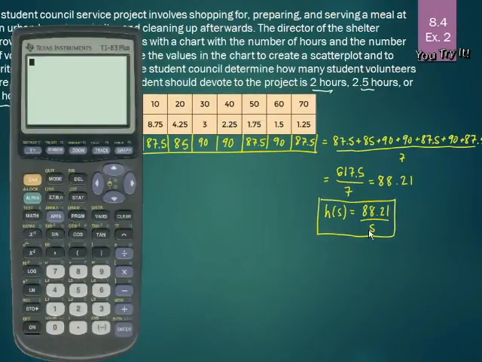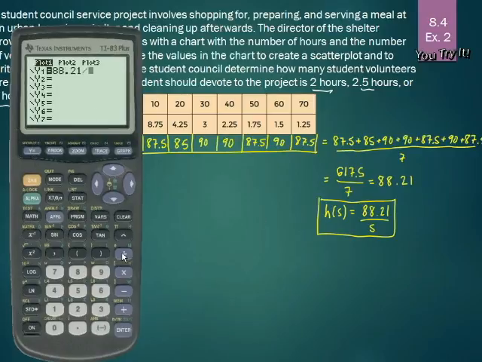Now to check and see if our function model is very accurate, let's go to our Y equals and put in our H of S function, but this time using X instead of S. Now press graph, and we see this is a very good function because it's going through or very, very close to all of our data points. Let's keep going.